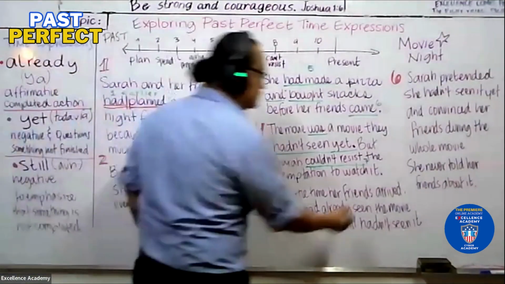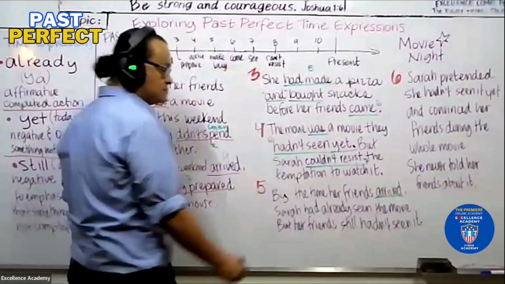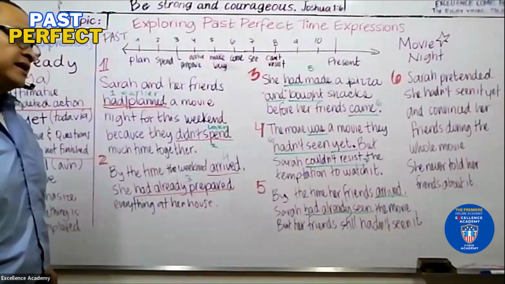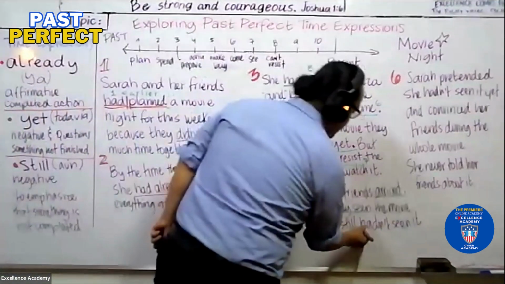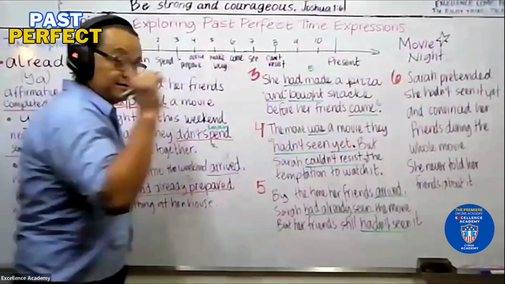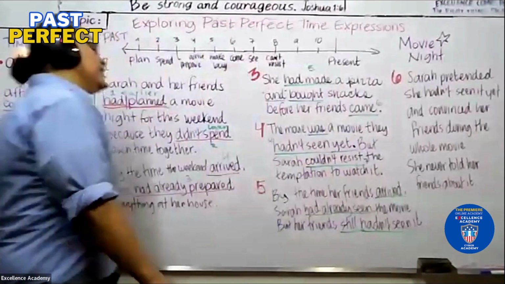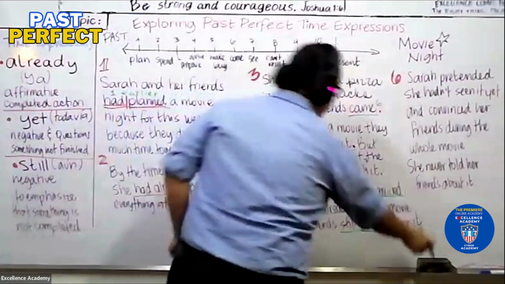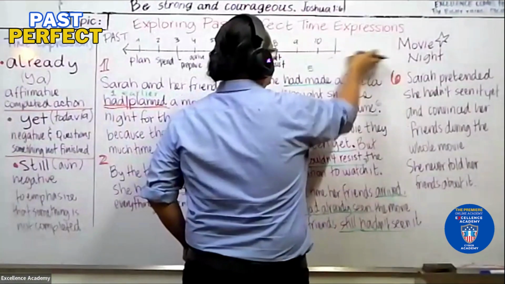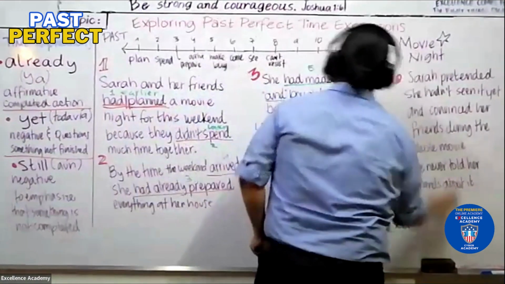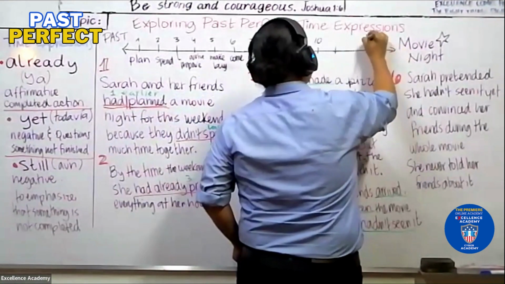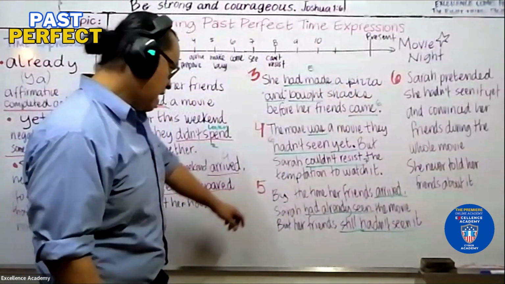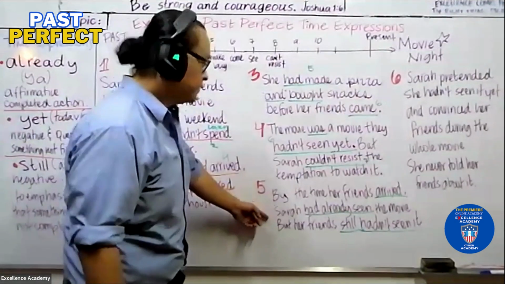Actions in the past. We got arrived. And Sarah had already seen. But her friends still hadn't seen it. Yes, with the still. So here we got several things happening. We're going to need to expand this timeline a little bit because we got more events. Let's put the present here. So number 9 is going to be over Sarah here. Had already seen the movie.